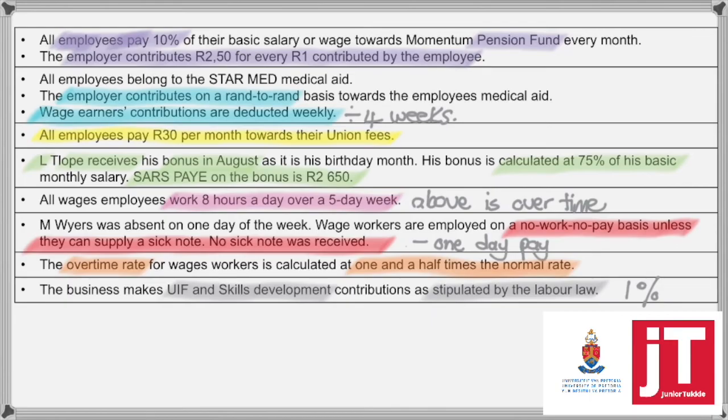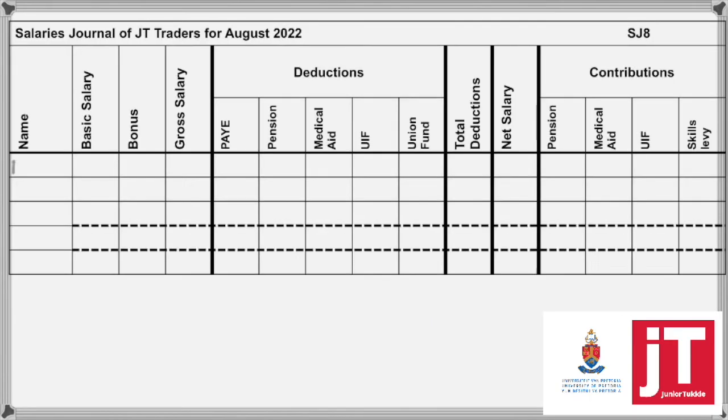So this is how we calculate these things. Let's look at how we enter it into the salaries journal. The first person, Conradi: we take his yearly salary of 290,590 and divide by 12, which gives us a monthly salary. If you noted, they said please round up to the nearest whole number. So we get 24,215 rand 83 cents, but we round up, and so we record 24,216 rand. Conradi did not get a bonus, so the total gross salary stays the same, 24,216.